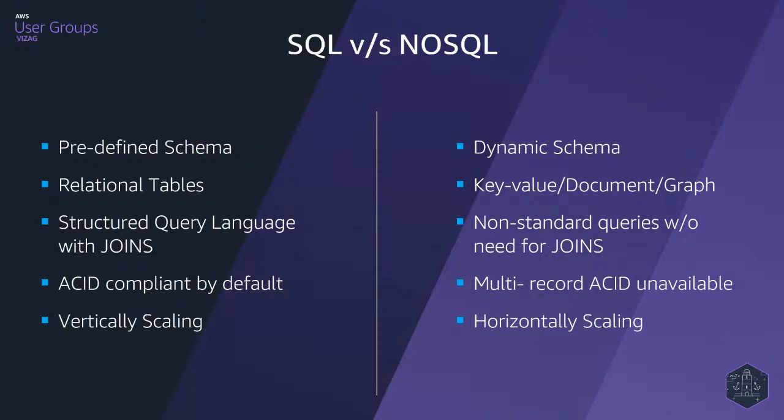With NoSQL, the queries are quite dynamic and they're not standard per se. So you can literally query just the data that you need without actually needing joins. It's not that you can't do joins, you can do joins, but you wouldn't necessarily come across that as much as you would come across in your SQL database types.